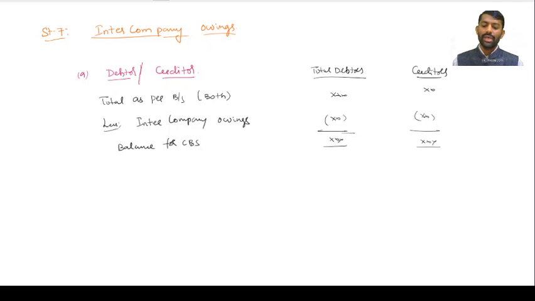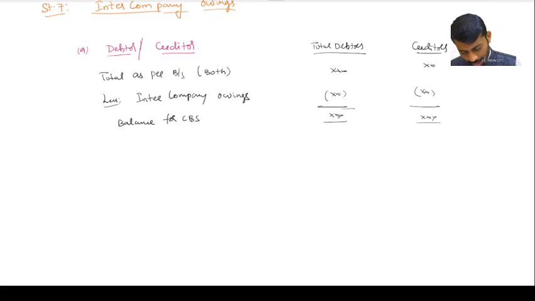Yeah, so total debtors as per balance sheet I will take, total creditors as per balance sheet I will take, minus intercompany owings. The balance you get is the balance for CBS. Are you understanding slowly? Yes, sir. So like this, my dear friends, in all cases in this exercise, the total as per balance sheet we will take, less intercompany owings, and the balance is for CBS.